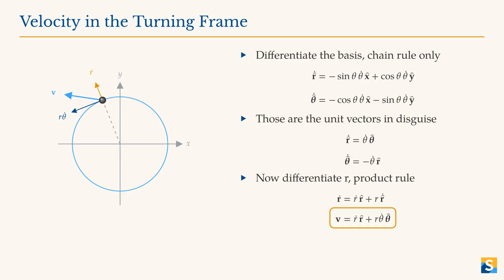Read the two pieces as meanings. R dot is the stretch, how fast the point recedes from the center. R theta dot is the sweep, the radius times the angular rate. That sweep speed is the omega r from our similar triangles. Every planar velocity is those two, and nothing else.